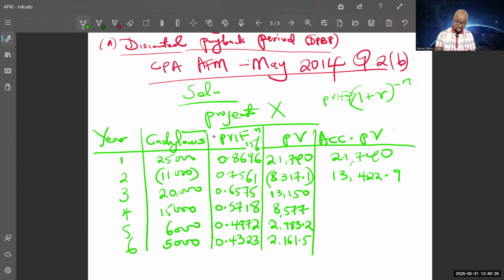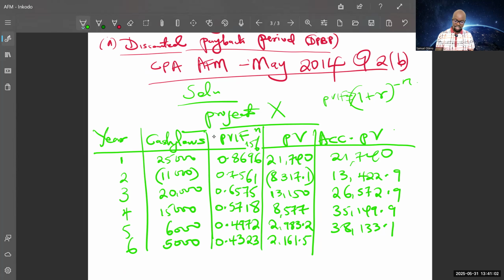I'm getting 26,572.9. Again, onto it, I'm adding the present value for year number 4, 8577. I'm getting 35,149.9. Onto it again, I'm adding the present value for year number 5, 2,983.2. What am I getting? I'm having here 38,133.1. Onto it again, we add the last year's present value, 2161.5.